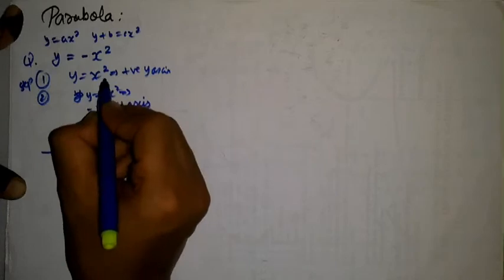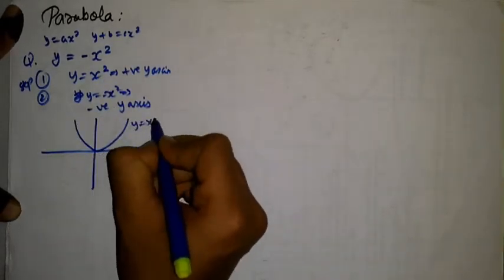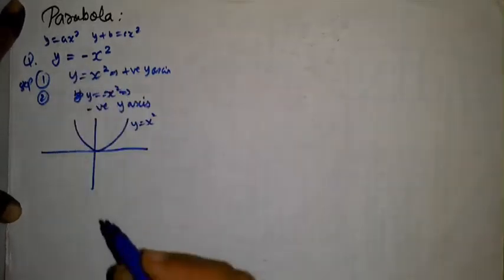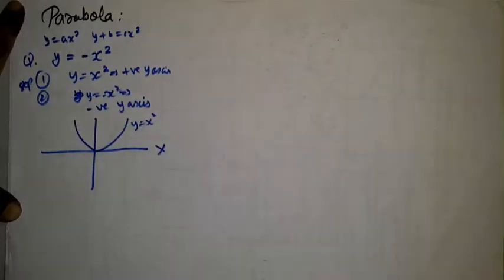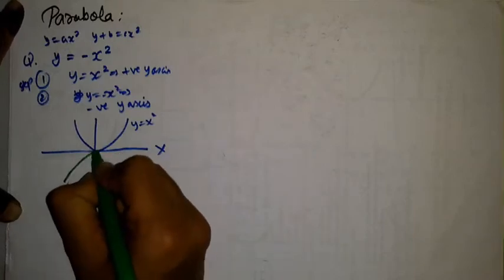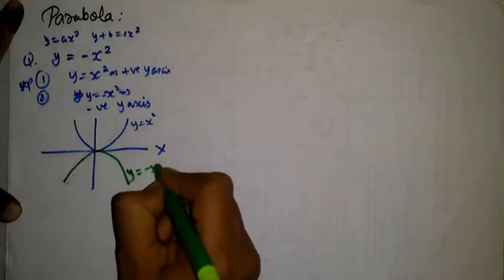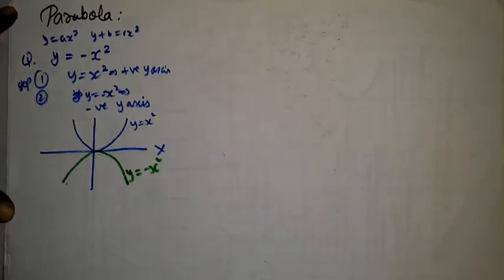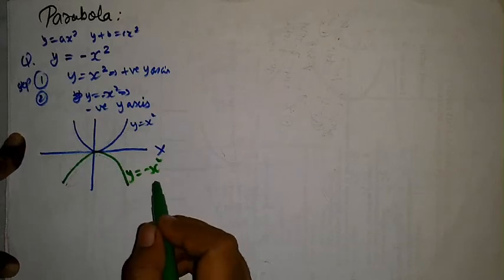We know that the y is equal to x square graph is like this. This is y is equal to x square. So when we have to draw y is equal to minus x square, take the mirror image on the x axis. The y is equal to minus x square graph will be like this. This is the mirror image of y is equal to x square, so this will be y is equal to minus x square. This way we can draw the graph of y is equal to minus x square.